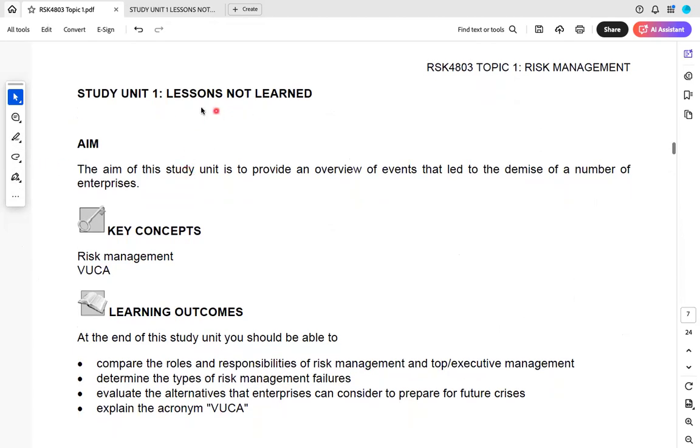So we're just going to look at some of the lessons which were not learned by certain businesses that didn't have appropriate risk financing systems within the organization, and why those businesses sometimes had risk management failures as a result of having poor risk financing systems and so forth. We'll also talk about the roles and responsibility of risk management and top executive management when it comes to risk financing. We'll evaluate the alternatives that enterprises can consider to prepare for a future crisis, some of which I was just explaining. Then we'll talk about the very popular acronym VUCA and how that relates to risk financing.